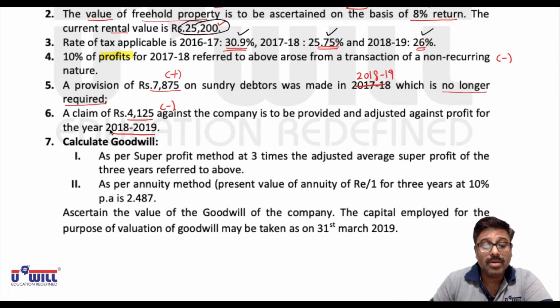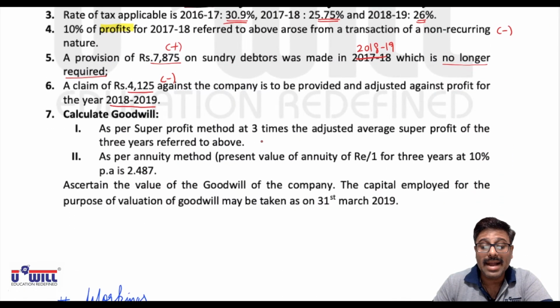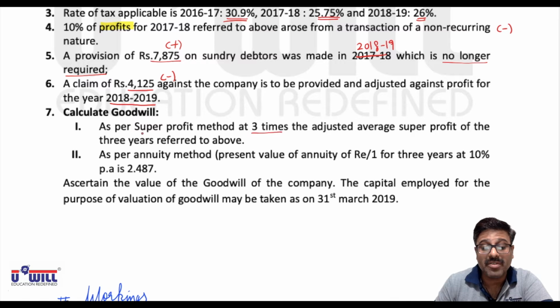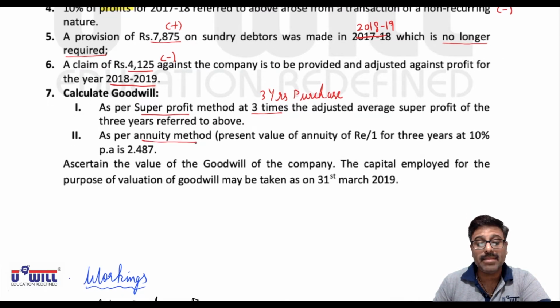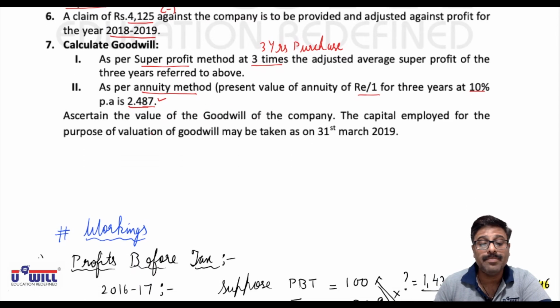Now calculate goodwill as per super profits method at 3 times, as per super profit method, at 3 times the adjusted average super profits of 3 years referred to above. In short, 3 years purchase. 3 times means 3 years purchase. And as per annuity method, the present value of annuity of rupee 1 for 3 years at 10% is 2.487. So we have to multiply directly with 2.487.